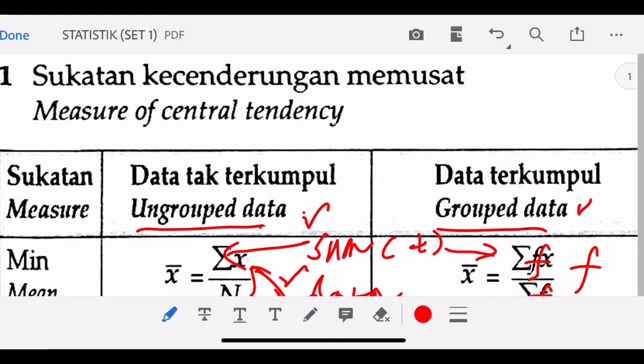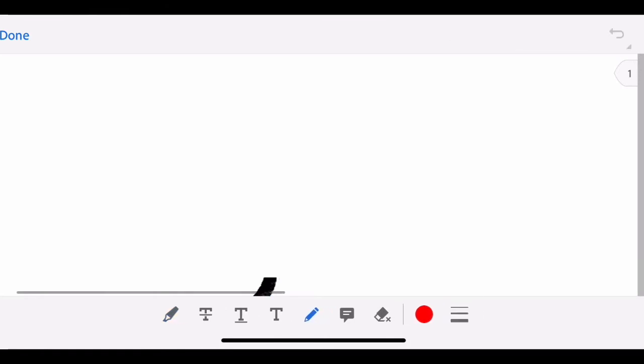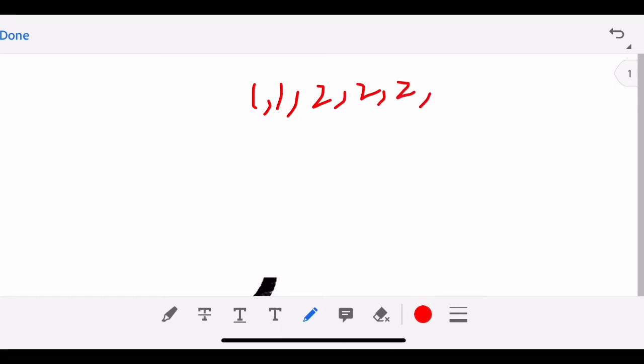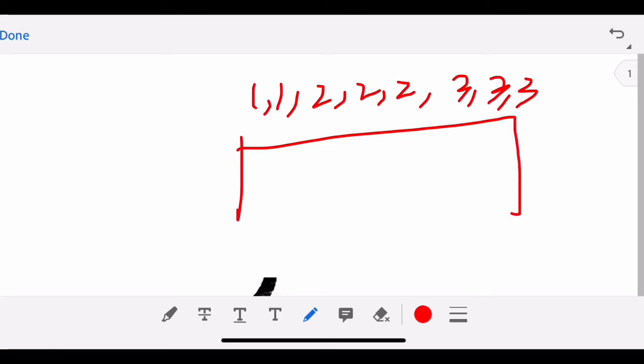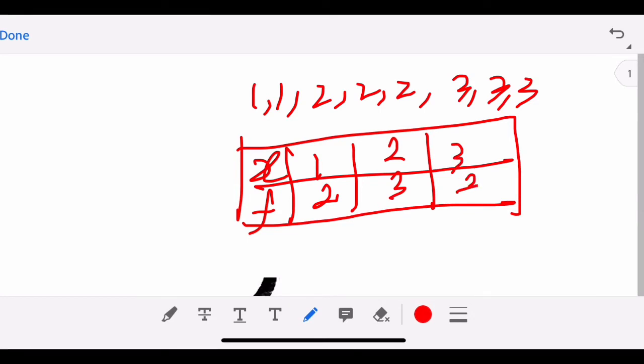For data which is repeated, we use a frequency to represent it, and then we just multiply. For example, you have 1 repeated twice, 2 repeated 3 times, 3 repeated 3 times. So you can draw a table with the data, and then put the frequency. For 1 you have 2 repeated, for 2 you have 3 repeated, for 3 you got 3 repeated. That is frequency. The number of times the data appears is called frequency. Some students don't understand what frequency means, so now I explain in detail for you.